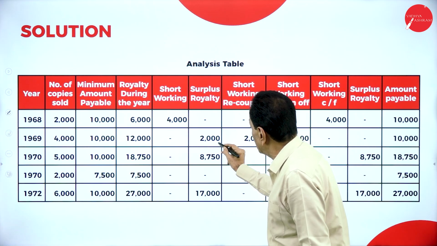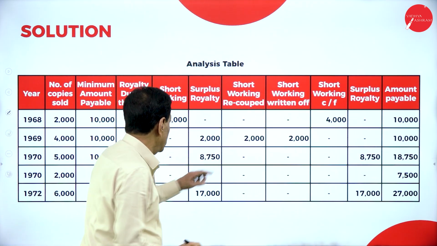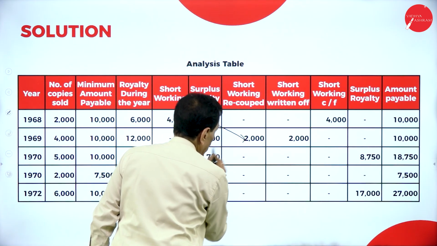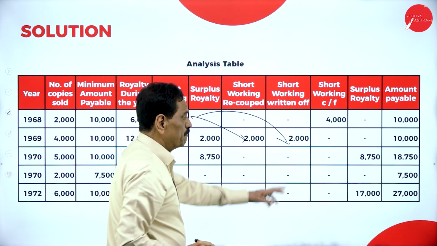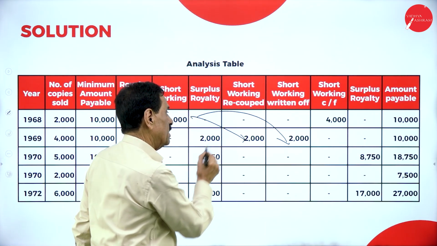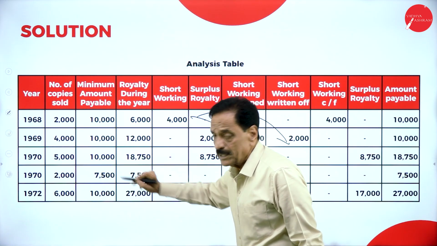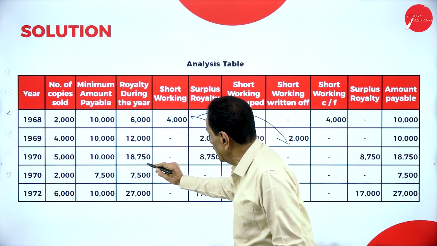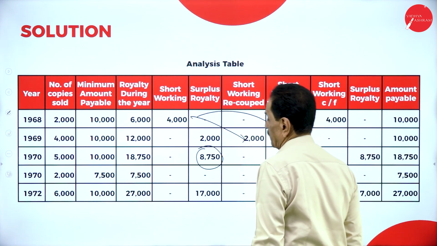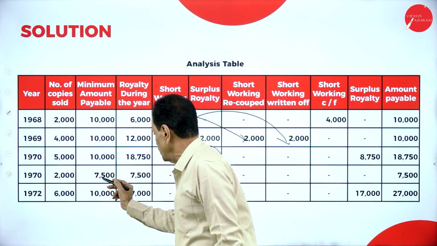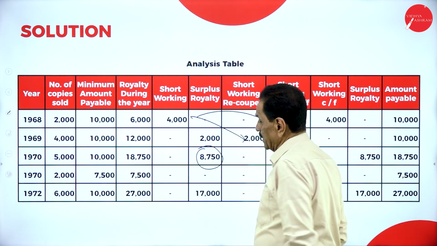How much excess is there? 2,000. So out of 4,000, how much recovered? 2,000 recovered. How much could not be recovered? Another 2,000. Paid to author, 10,000. So there is a loss of 2,000. Next year, you got minimum rent 10,000, royalty 18,750, payable to landlord 18,750. Next, 2,000 copies, 7,500. Here, 7,500 is payable.